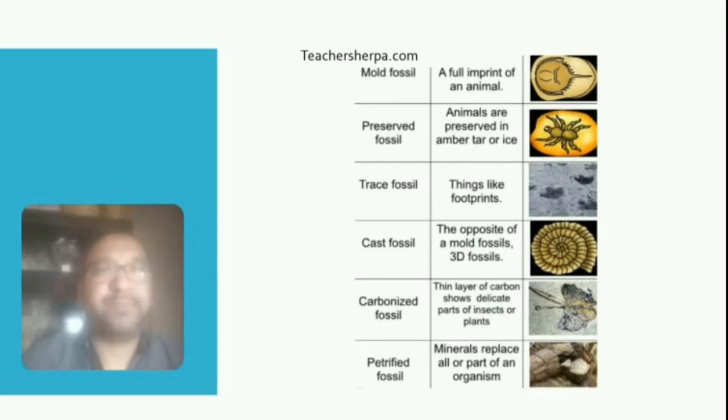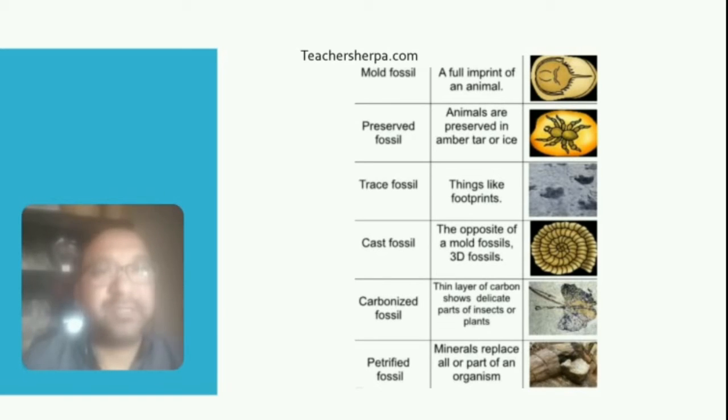Second is preserved fossil. If the whole of the organism is preserved inside amber, tar, or ice, it's called a preserved fossil. Third is trace fossil. It's not the actual organism, but a fossil made because of the activity of an animal. So these are trace fossils. Fourth is cast fossil. This is just the opposite of a mold fossil. The depression that is made by a mold, if it gets filled by sediments, is called a cast fossil.